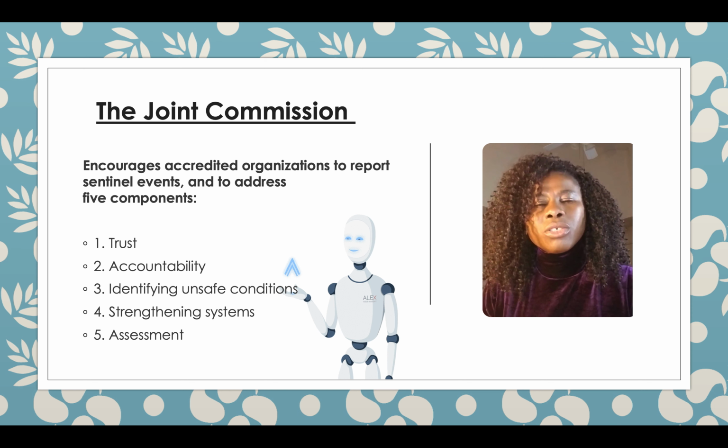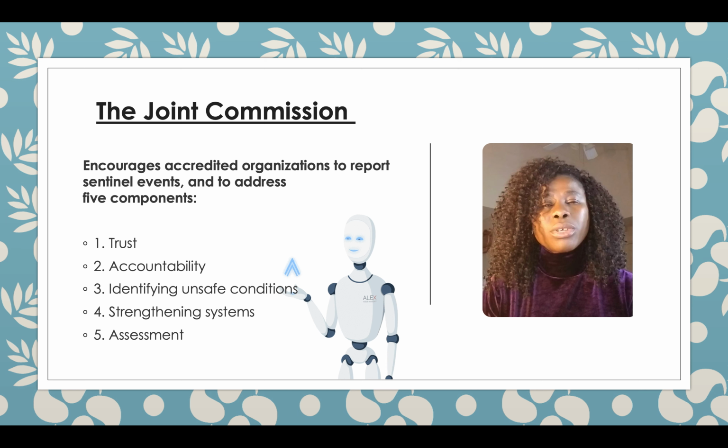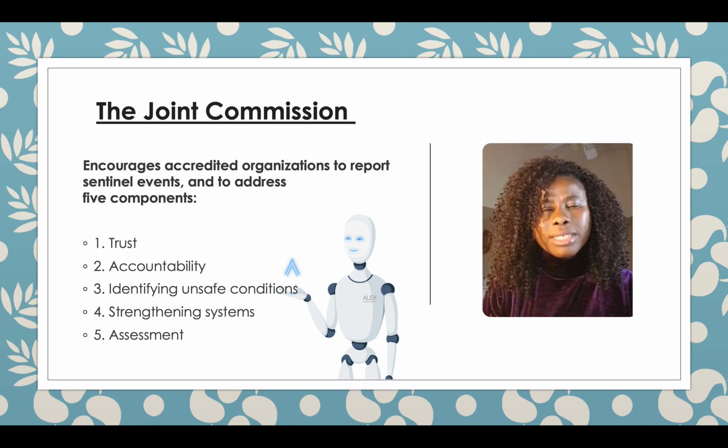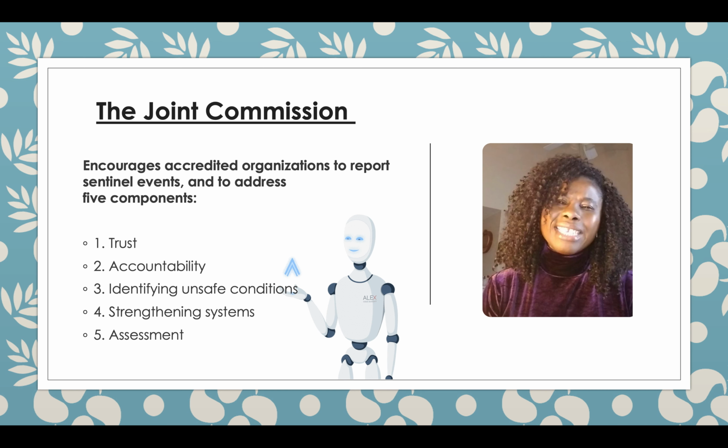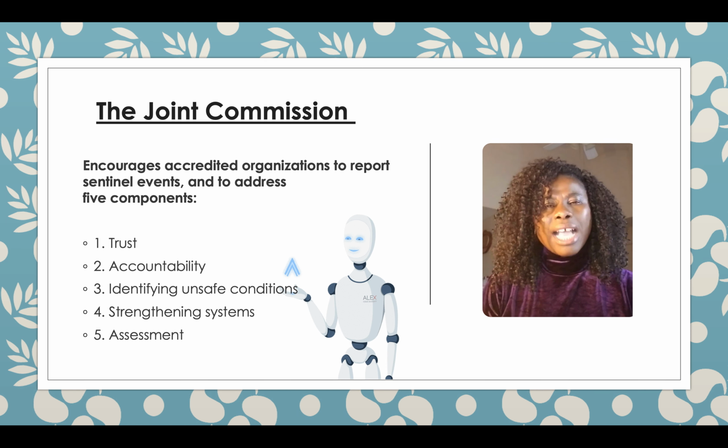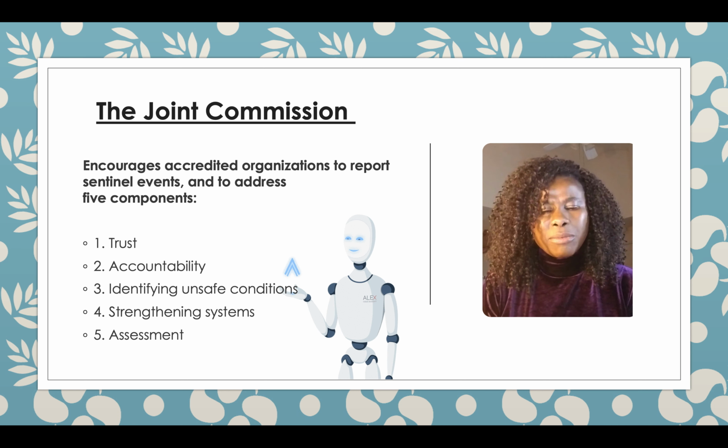The Joint Commission encouraged accredited organizations like the hospital to report sentinel events and to address 5 components: trust, accountability, identifying unsafe condition, strengthening system, and assessment. Let's talk about trust first. As a nurse, you have to create an environment of trust by being transparent to report unsafe condition, adverse effect, and near misses. Then accountability. As a nurse, we have to hold ourselves accountable because we are mandatory reporters. We have to report everything that happened that is unsafe for the patient.